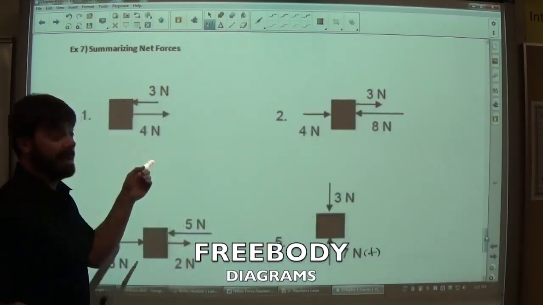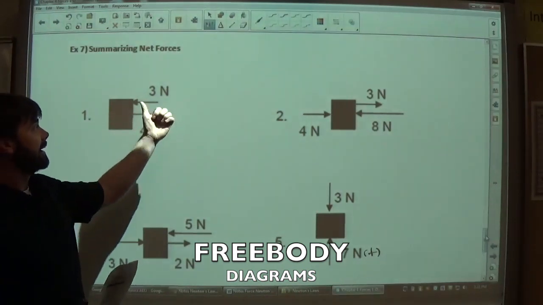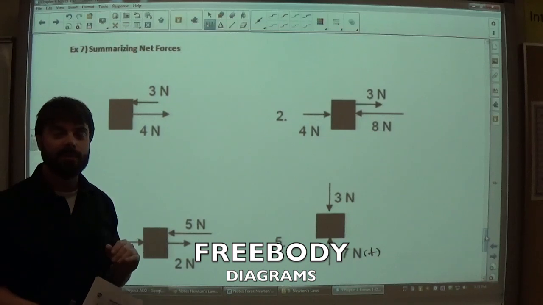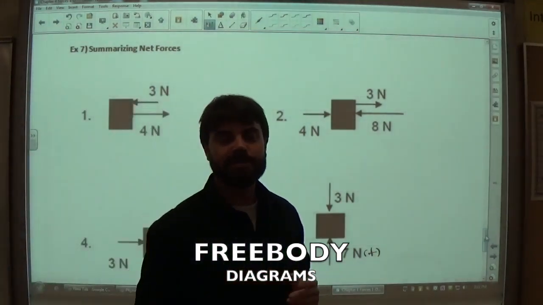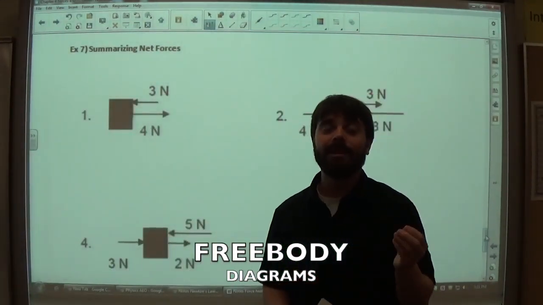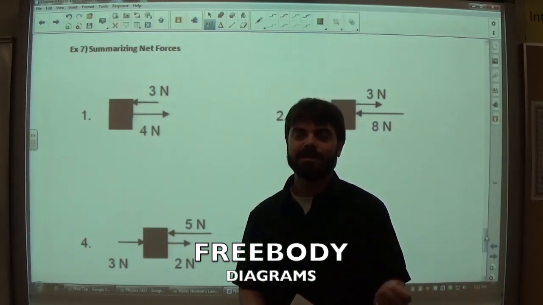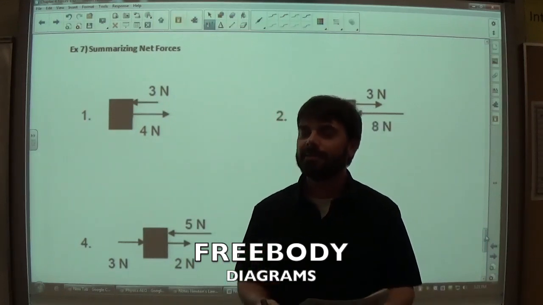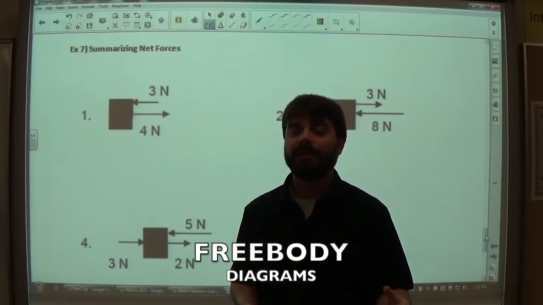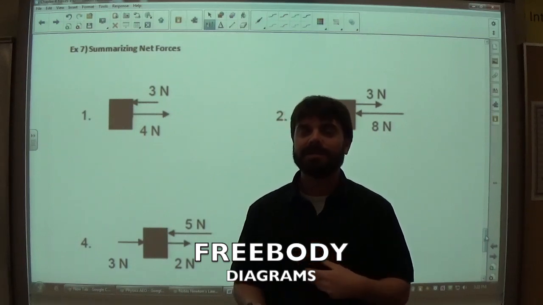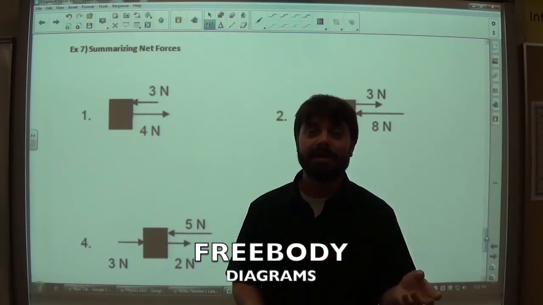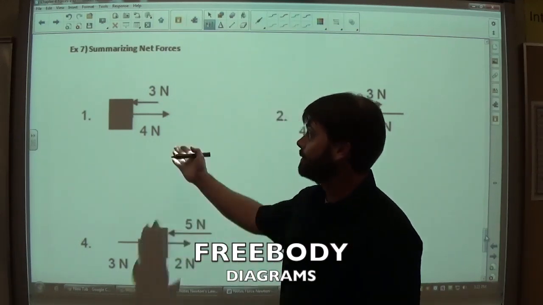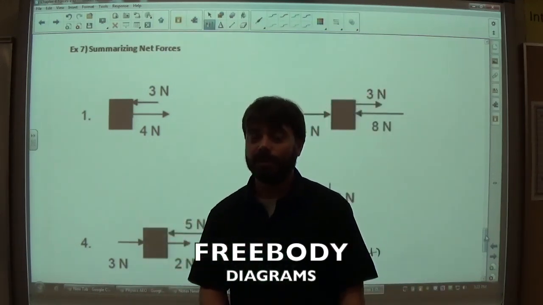In example number 1, it shows a block. It shows an arrow pointing to the left, an arrow pointing to the right. The one on the top says 3 newtons, the one on the bottom says 4. One thing that you're going to do when you sum up forces and try to find net forces is, in a diagram, you have to determine what is a positive and what is a negative direction. That is totally up to you. A lot of times, if you're reading a problem out of a book or online, or if I give you a quiz or a test, I'll have to tell you what direction is positive. Maybe down's positive, up's positive, or left or right. Either one's fine. This picture does not show what way is positive.